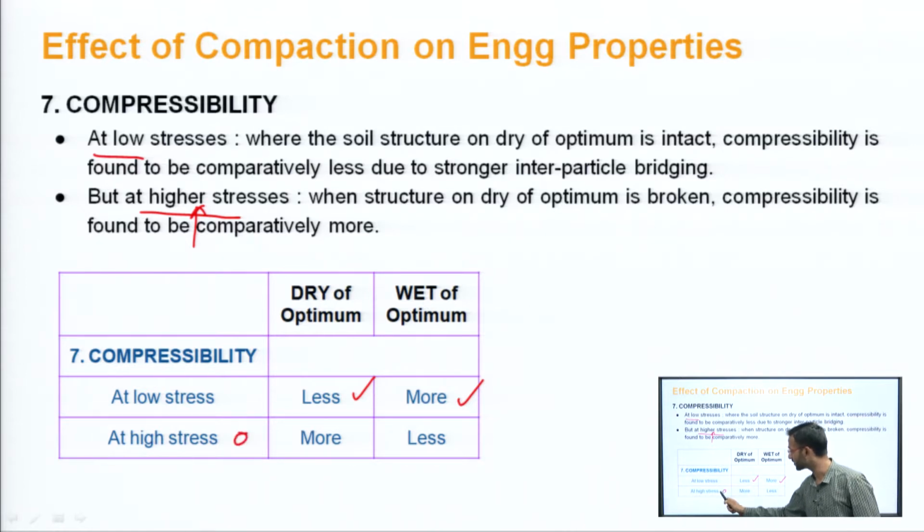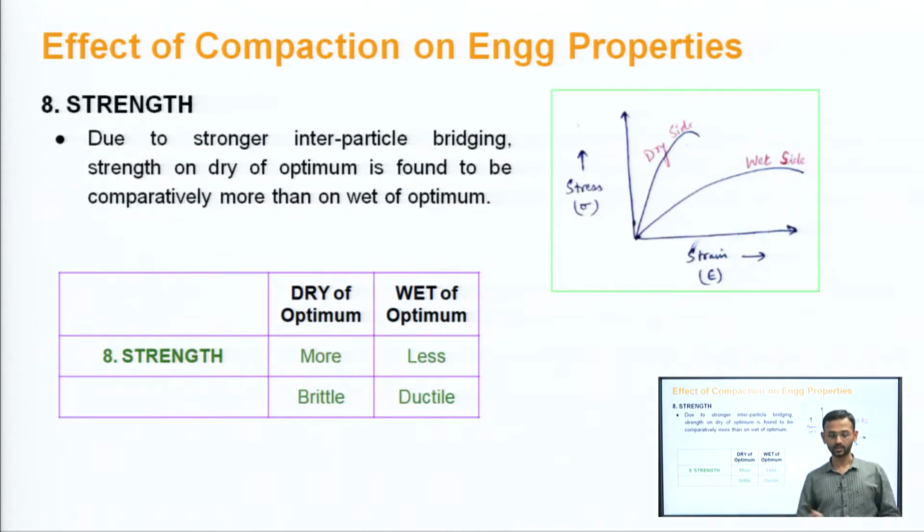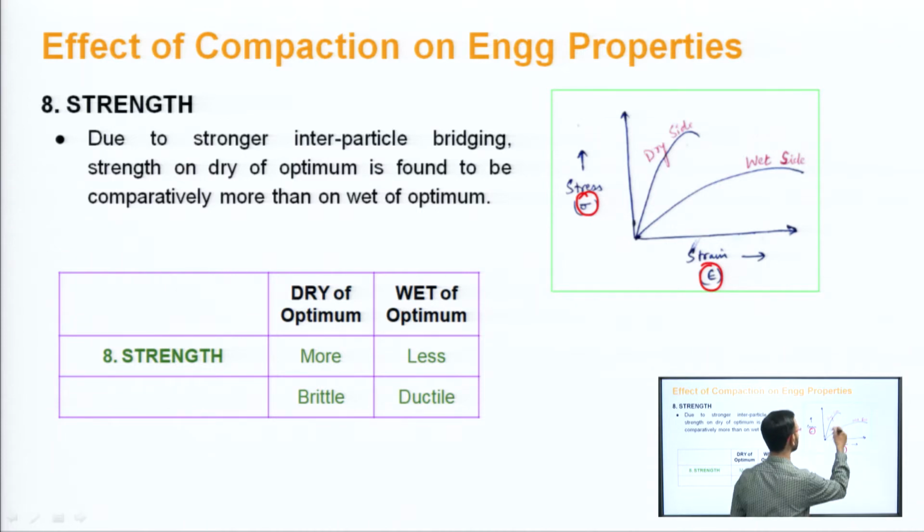But when you talk of high stresses, what happens? The structure is broken. So in that case, on the dry of optimum the compressibility will be more, and on the wet of optimum the compressibility will be lesser. Now if we talk about the strength, due to stronger interparticle bridging, the strength on the dry of optimum is found to be comparatively more than on wet of optimum. You can see here the stress is more, and the strain reached is slightly lesser, but on the wet side it is slightly more.